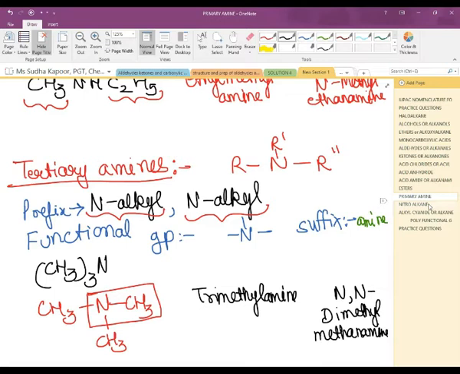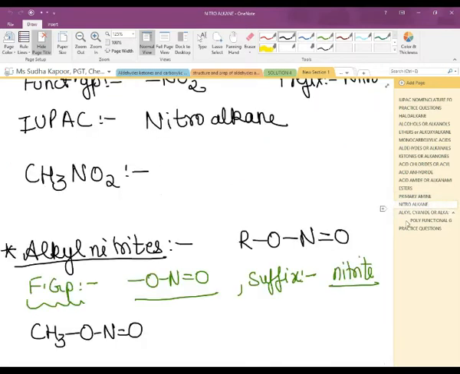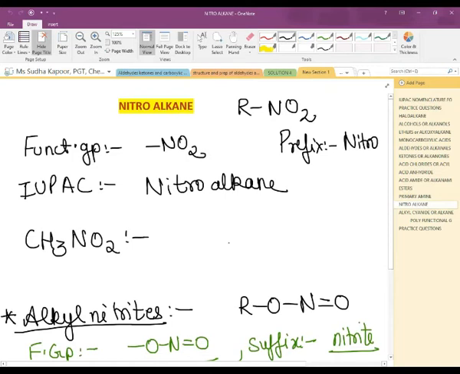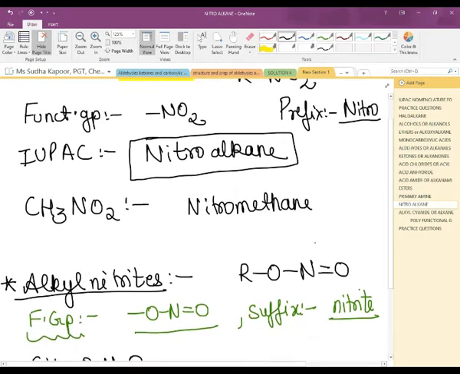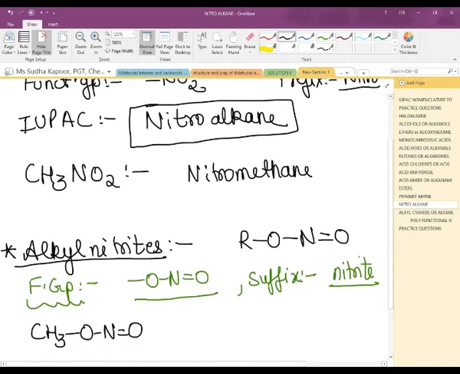Now comes the turn of nitroalkanes, that is the NO2 on the alkyl part. They are represented by RNO2. The functional group is NO2 and the prefix used is nitro. So in the IUPAC system, we will call them nitroalkanes. For example, CH3NO2, a very simple one, will be known as nitromethane. Later on, we will do benzene also. If in a benzene ring one of the H is removed and NO2 is placed, it will be known as nitrobenzene.